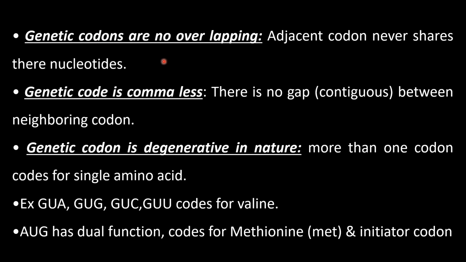Genetic codons are non-overlapping. Adjacent codons never share their nucleotides. Genetic code is commaless. There is no gap between the neighboring codons. Genetic code is degenerate in nature, meaning more than one codon codes for a single amino acid. For example, GUA, GUG, GUC, GUU code for valine. AUG has dual function. It codes for methionine as well as functions as the initiator codon.